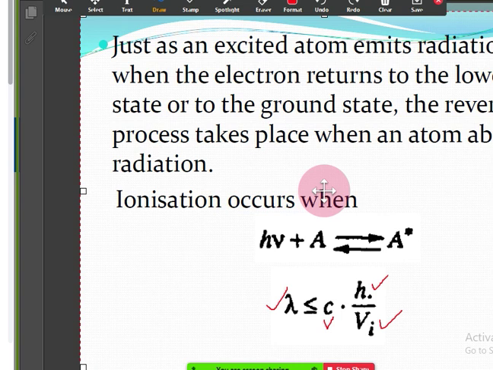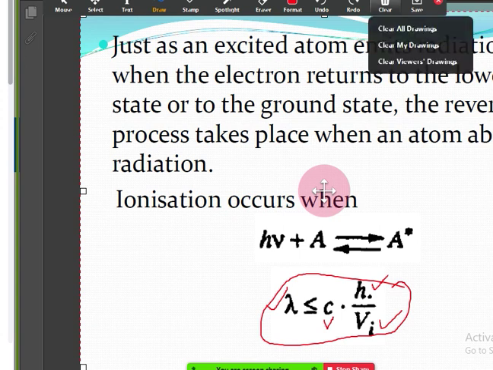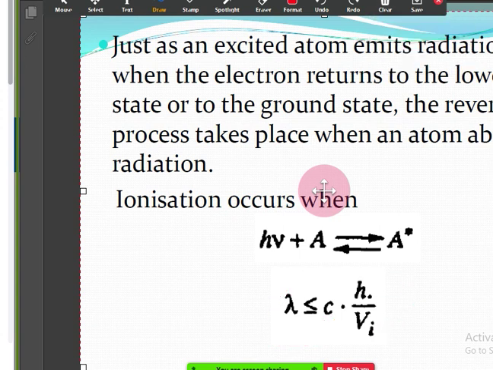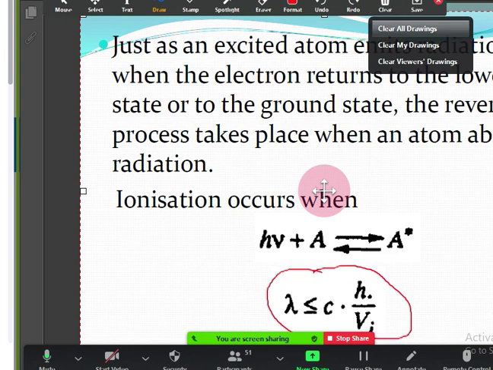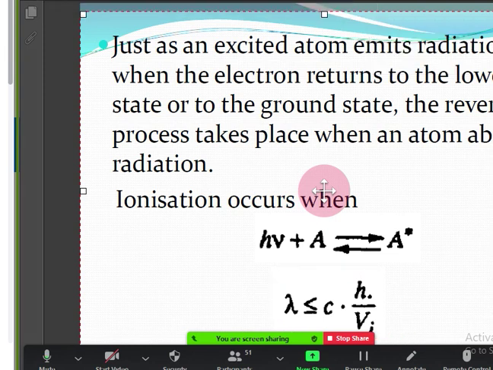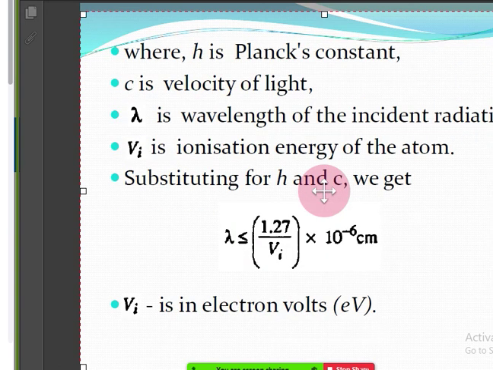If this relation is satisfied, then photoionization will occur. So if lambda is less than or equal to c into h by Vi, that is, if the wavelength is less than or equal to the velocity of light into Planck's constant divided by the ionization potential, then ionization occurs. That is one relation. Here c is the velocity of light, 3 into 10 power 8 meters per second, and h is Planck's constant, which has some value. Those values you can substitute.